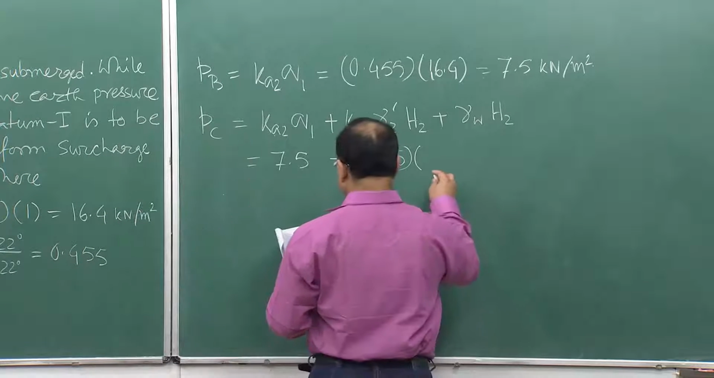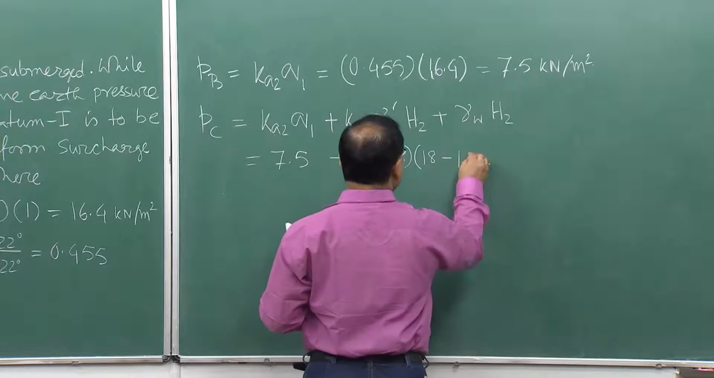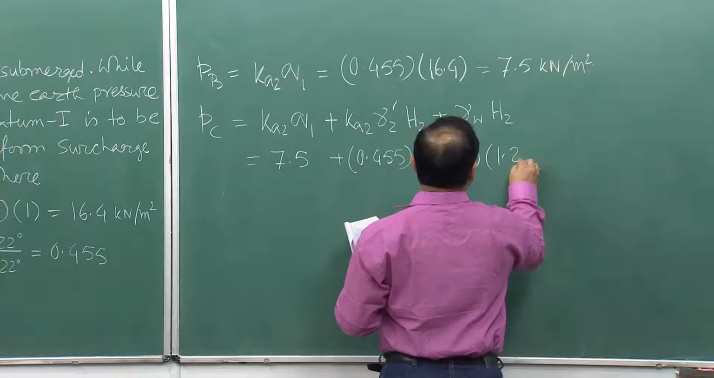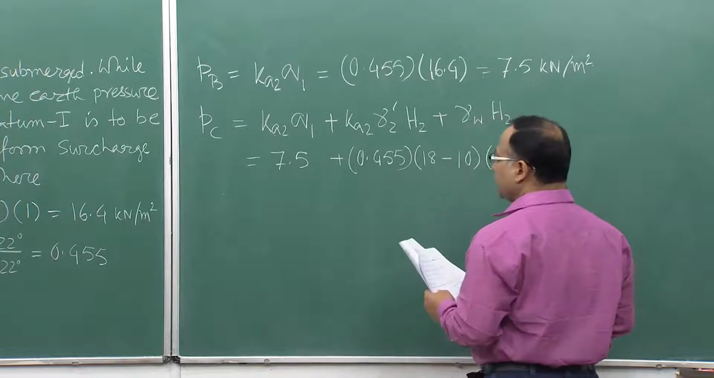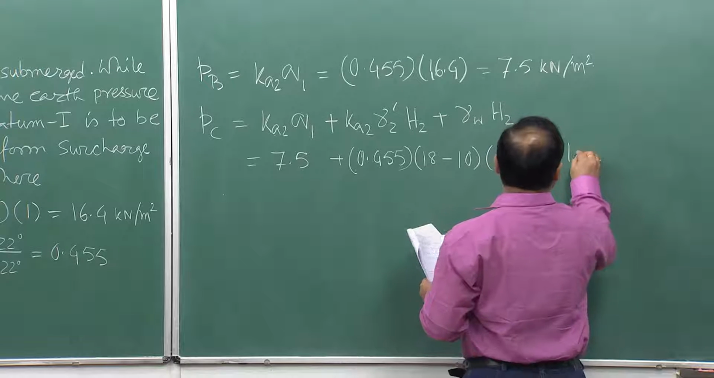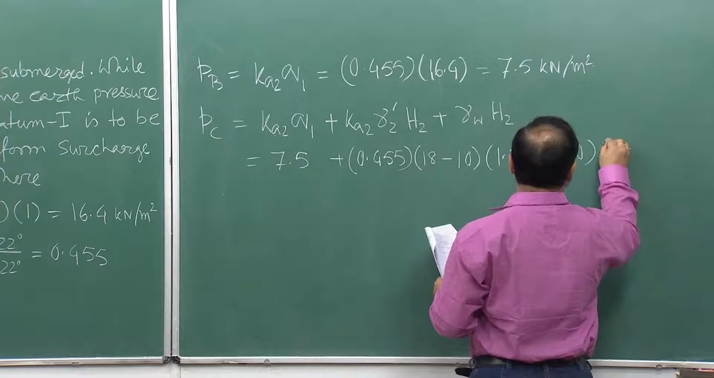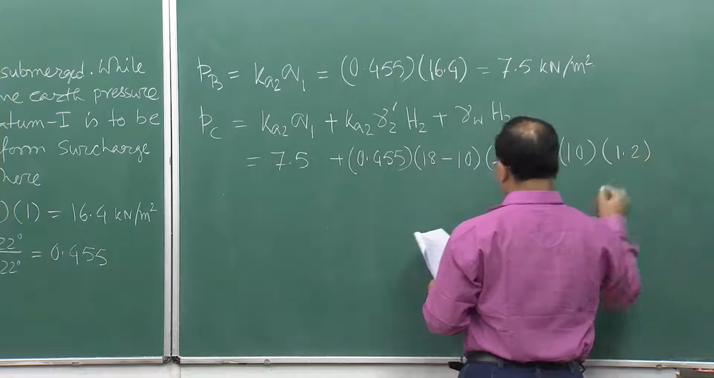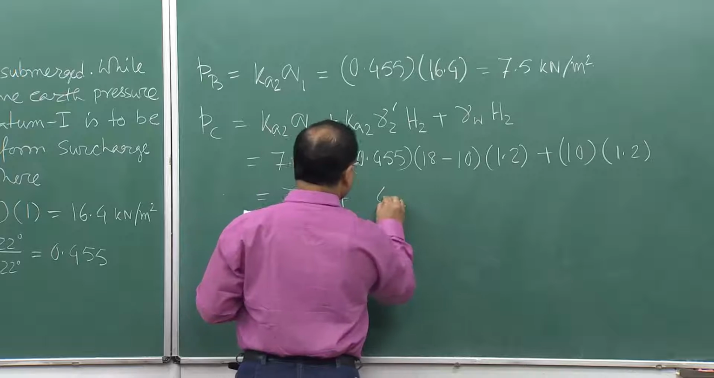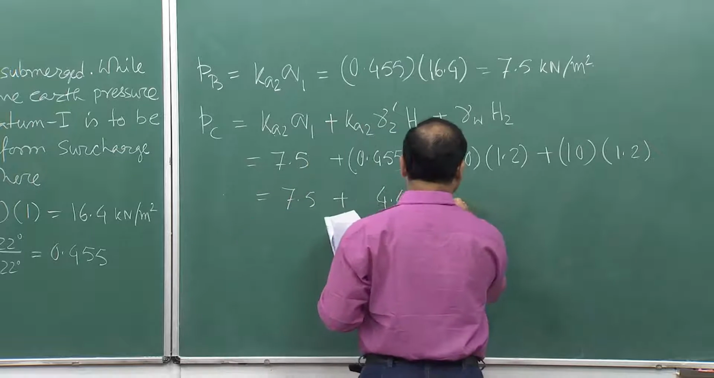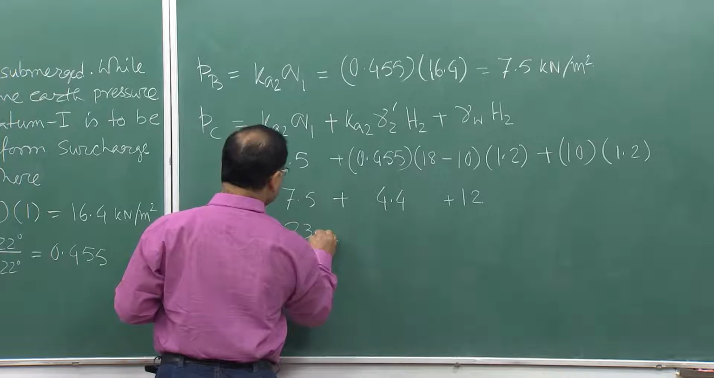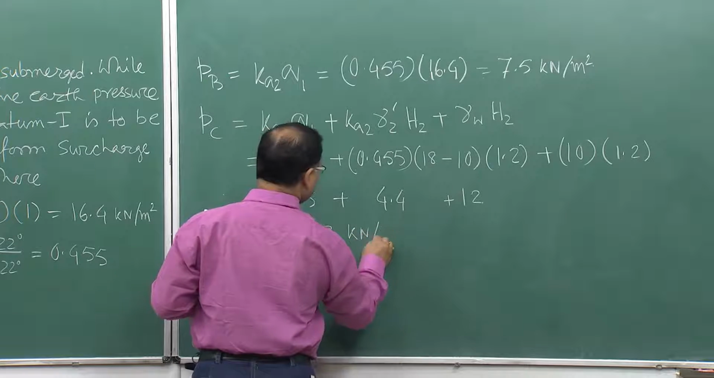So, gamma saturated is given as 18 if you look at the problem, and gamma W we are considering 10 kilonewton per meter cube, and H2 is 1.2, that is the depth of stratum 2, plus water, gamma W is 10 and H2 is 1.2. So, from this I can get 7.5 plus 4.4 plus 12. So, total is coming 23.9 kilonewton per meter square.